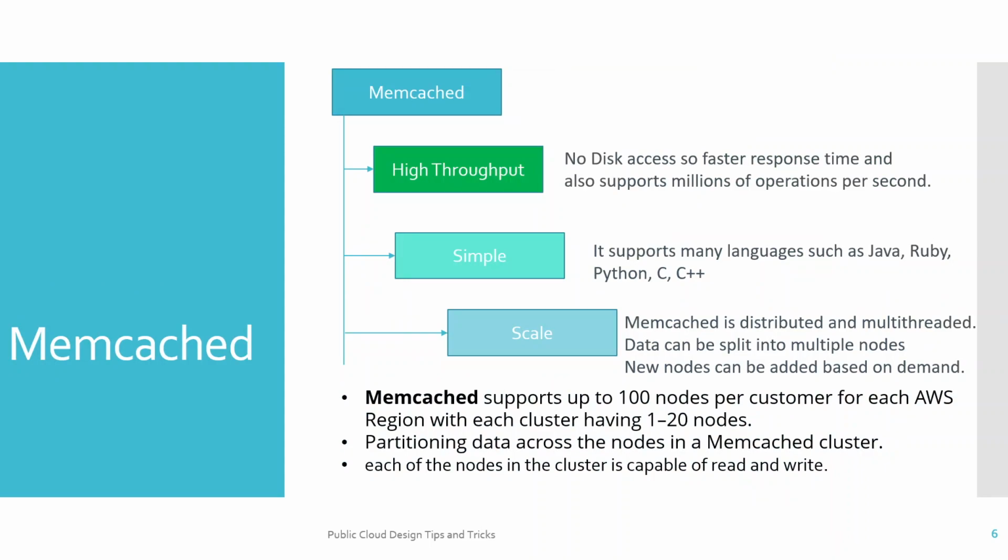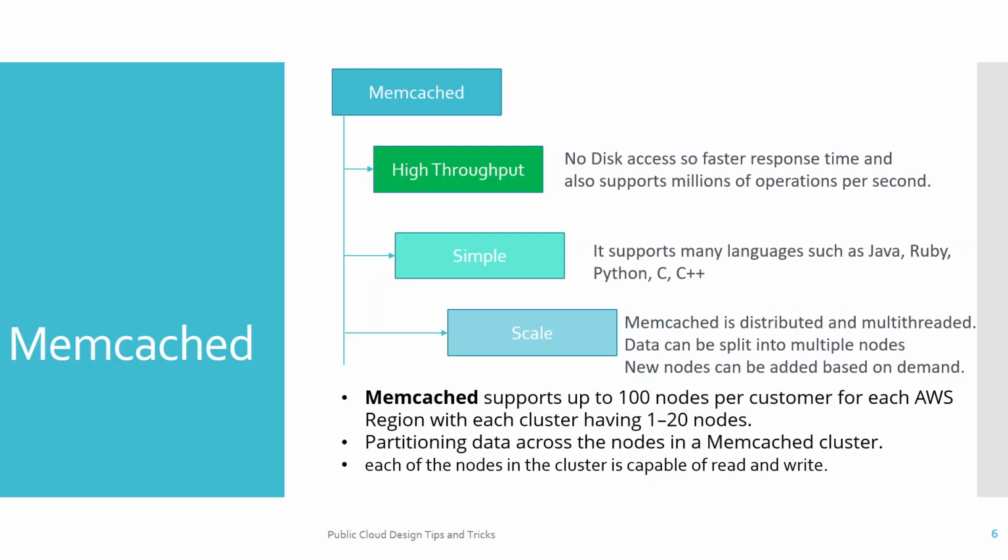What are the attributes of Memcached? High throughput. There is no disk access, so faster response time, and it also supports millions of operations per second. It is simple in nature because it supports many languages such as Java, Ruby, Python, C, C++, etc. Scaled in nature, Memcached is a distributed and multi-threaded application. Data can be split into multiple nodes here, and new nodes can be added based on demand.